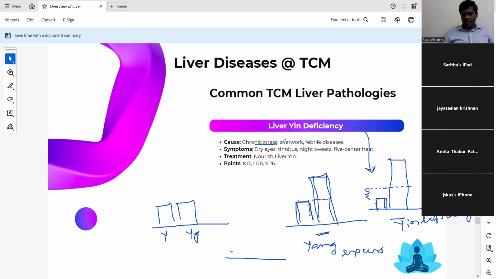So chronic stress or overexhaustion, overwork, or fever and febrile diseases will deplete the yin. So automatically the yang flares up, as the yin is unable to control the yang. So to nourish the liver yin, we'll use LV8, K3 and SP6 as the common points.